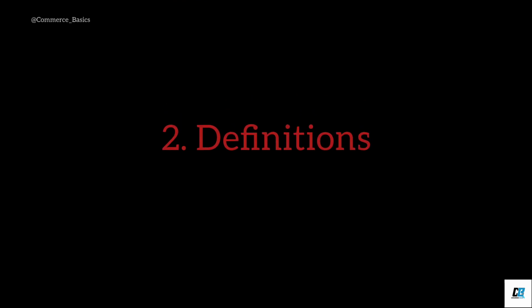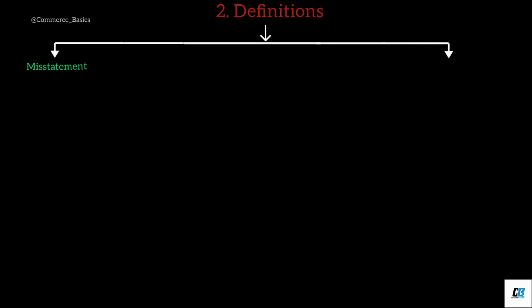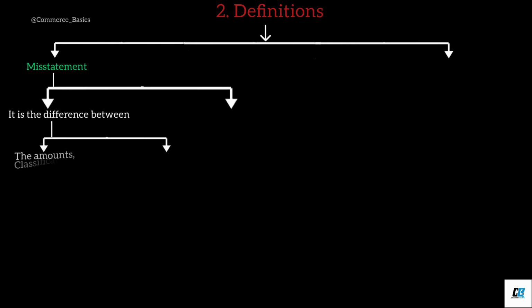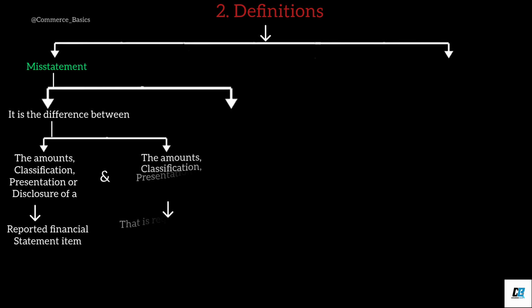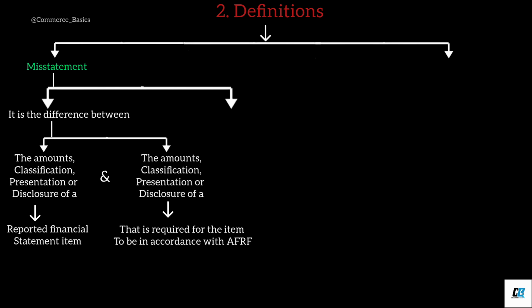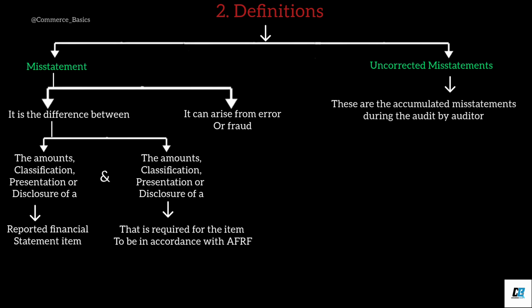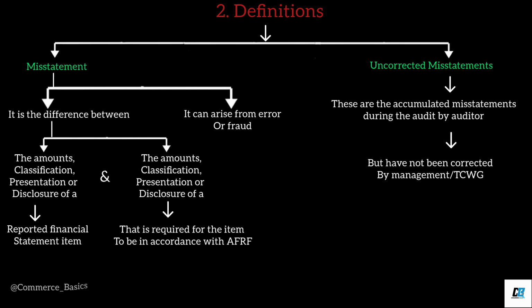Next, definitions. The first definition which we are going to learn is a misstatement. A misstatement is a difference between the amount, classification, presentation or disclosure of a reported financial statement item versus how much it is required to be in accordance with the IFRS. Whatever is the difference between these two things is a misstatement, and it can arise either from fraud or error. And the second definition is the uncorrected misstatement. The auditor will accumulate all the misstatements during the audit and communicate with the management or TCWG, and whatever misstatements are not corrected are called uncorrected misstatements.